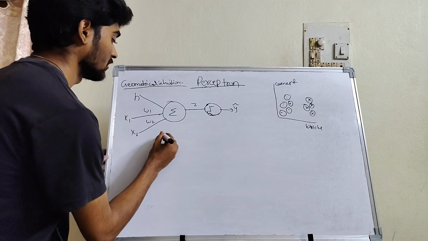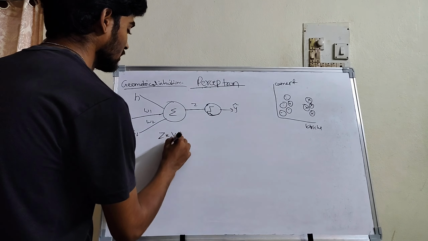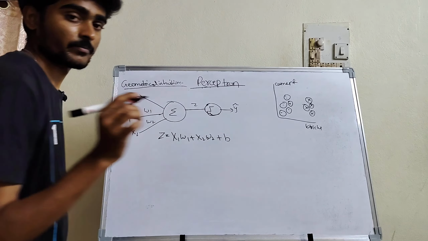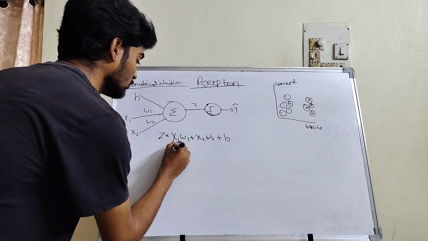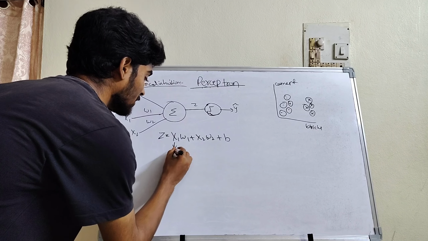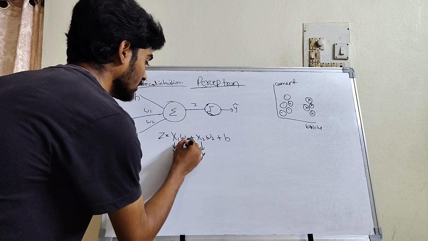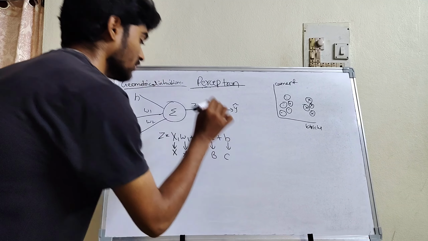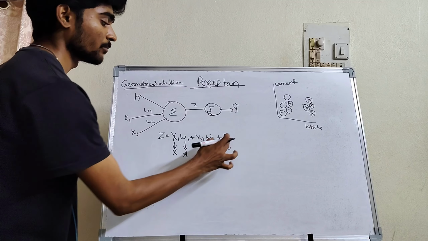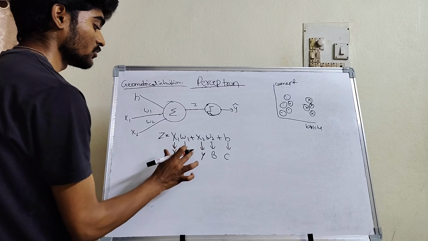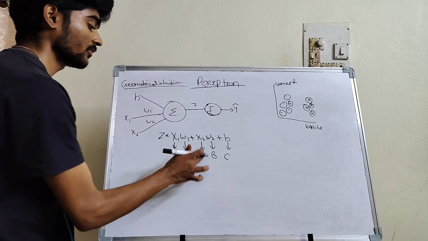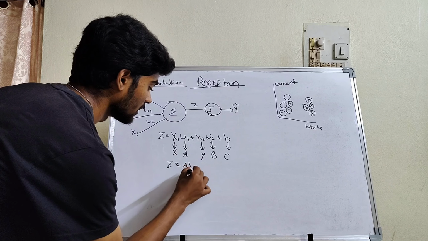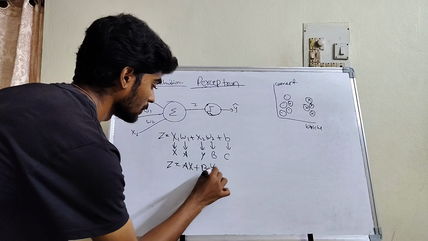Let's see how z is calculated. Now z is calculated by z is equal to x1 w1 plus x2 w2 plus bias b. Now let's say x1 is equal to capital X, x2 is equal to capital Y, w1 is equal to A, w2 is equal to B, and b is equal to C. Means weights are A and B, bias is C, and X1 and X2 inputs are X and Y. That is, one is quality of bricks, one is quality of cement. Now let's rewrite the equation: Z is equal to AX plus BY plus C.